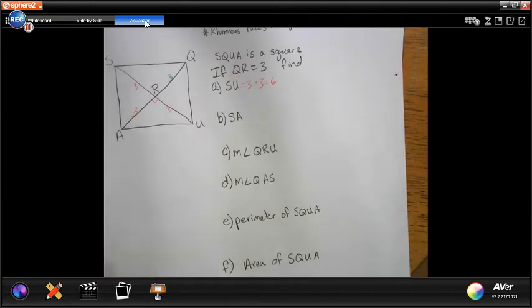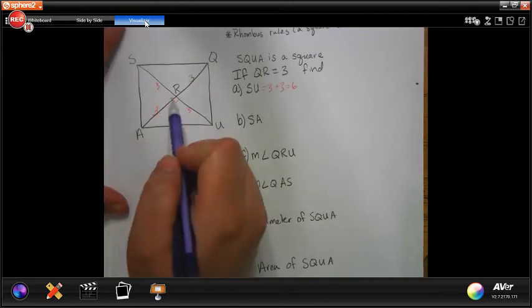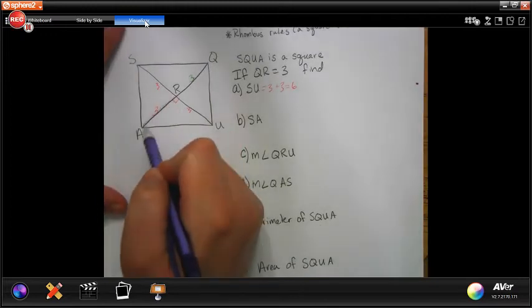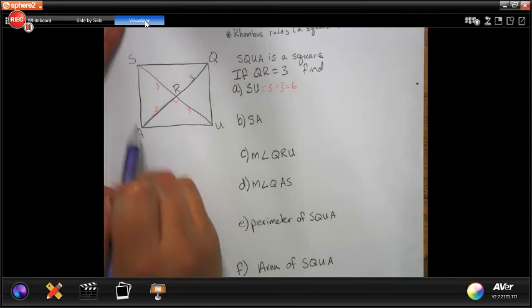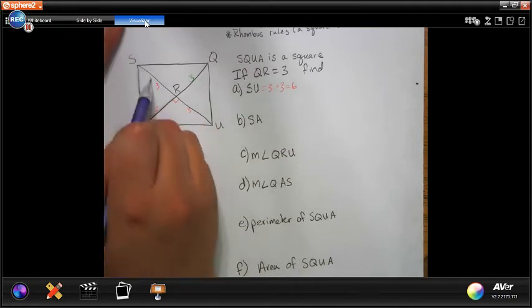Now we need to find SA. So if we look, SA is on a triangle. We're going to have to use some triangle rules for this, because we don't know what the outside side is. We know it's a square. We know all 4 sides are equal, but we don't know what the side length is.